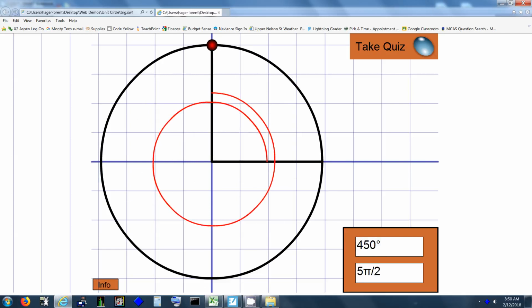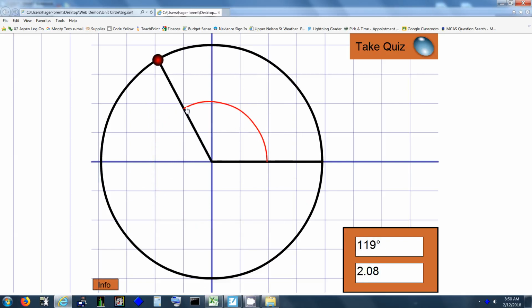So for the purposes of unit circle trig, 450 degrees and 90 degrees would have exactly the same coordinate because they both stop right on the positive y-axis. Any question on that idea?